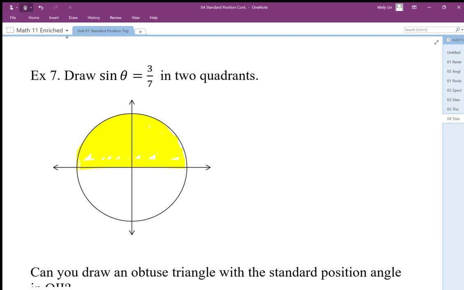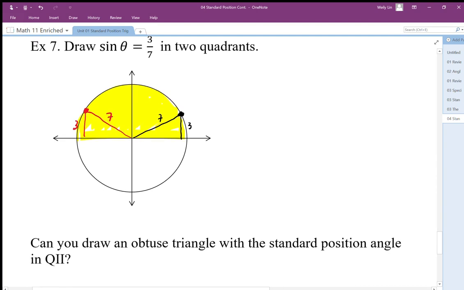So when I draw this, the y is my vertical, so it's going to be maybe something like this, 3 and 7 in that position right here. We could also have another position that we have to consider, which is in quadrant 2, and it's symmetrical across the y-axis, and we have 3 and 7 here. So those are two positions, and the sine has this type of symmetry. The sine is y, so it has symmetry across the y-axis.